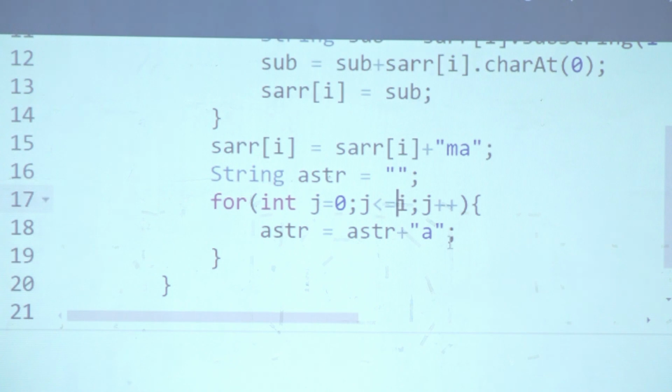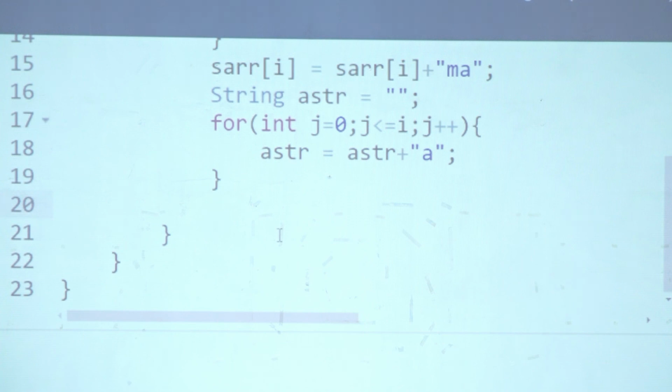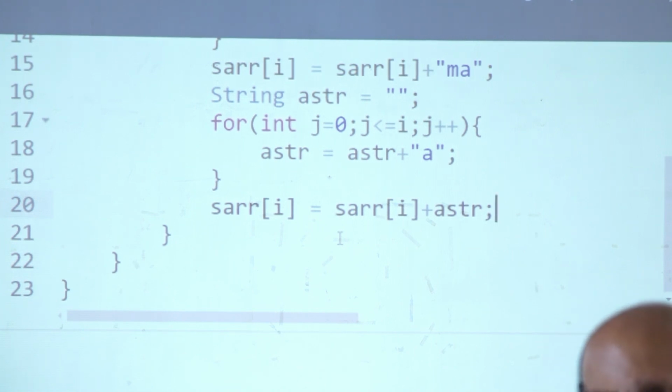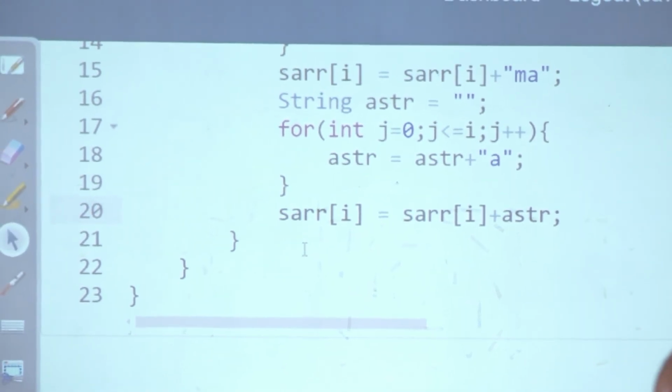Now what will I do? After line 19, one last step. What will I do? sarri equal to sarri plus aStr. Or you can write plus equal, doesn't matter. Okay. Is my sarri pakka? Yes? What will I do now? I'll display, I can print this sarri. I am done.